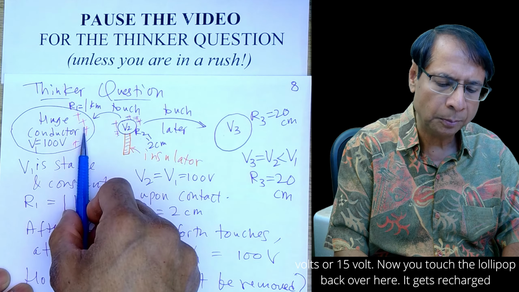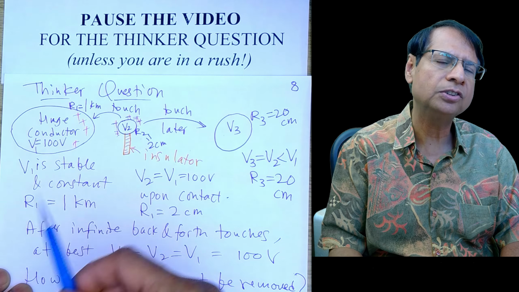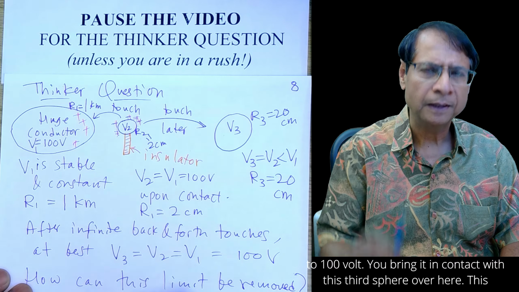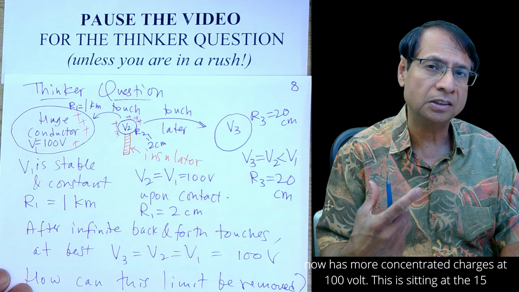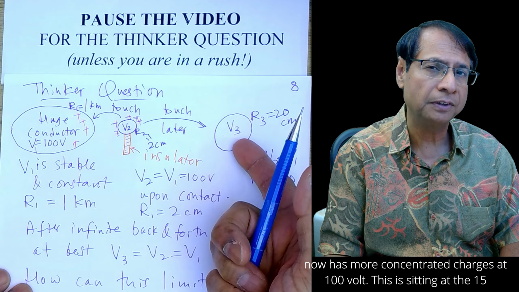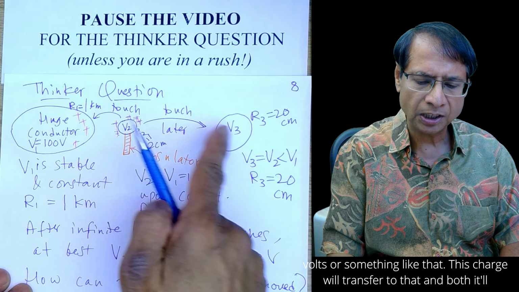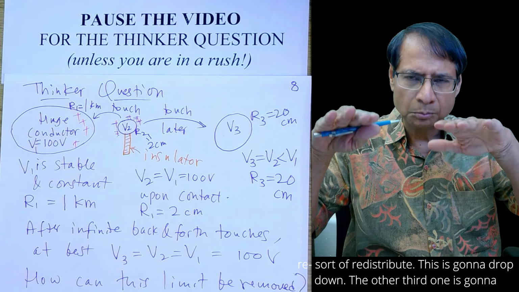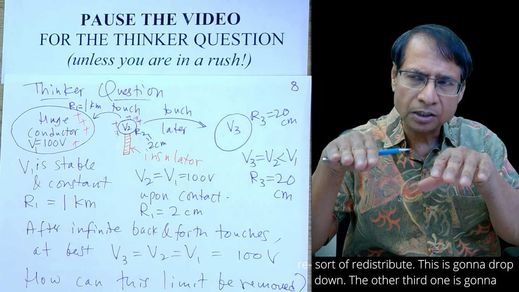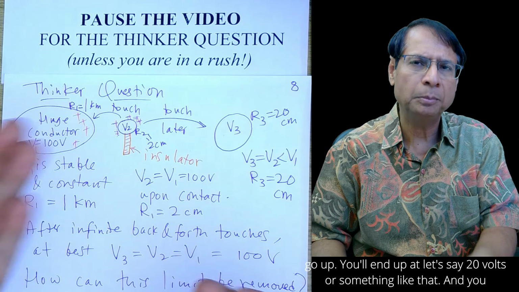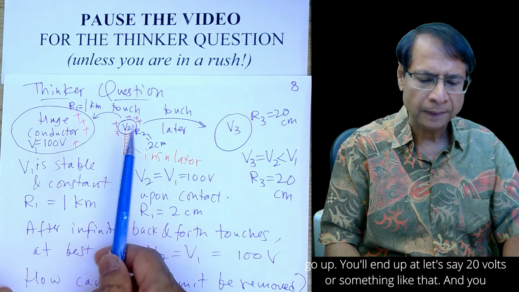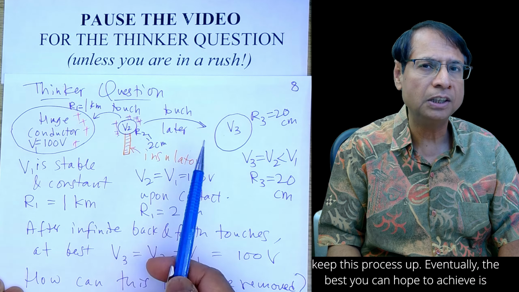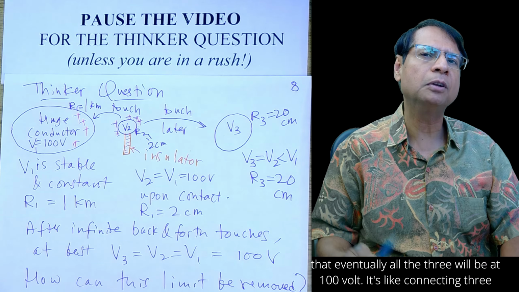Now you touch the lollipop back over here. It gets recharged to 100 volt. You bring it in contact with this third sphere over here. This now has more concentrated charges at 100 volt. This is sitting at the 15 volts or something like that. This charge will transfer to that, and it'll sort of redistribute. This is going to drop down. The third one is going to go up. You'll end up at, let's say, 20 volts or something like that. And you keep this process up. Eventually, the best you can hope to achieve is that eventually all the 3 will be at 100 volt.